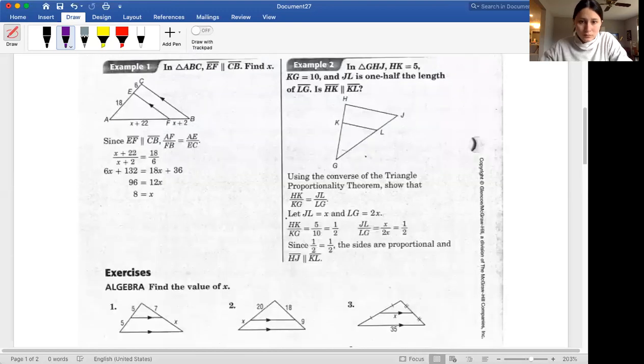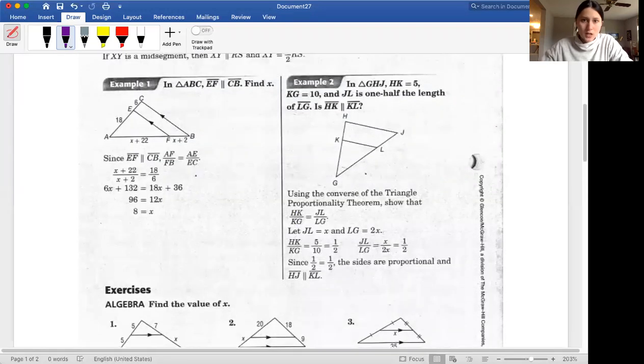So let's look at some examples here. First of all, let's just take a look at example 1. A few things I want to talk to you about. It's really easy to want to set up our proportions where it's not the parts divided by the parallel lines, it's the parts that are the same in between the parallel lines. So I just want to make sure that we're looking at AF over FB and AE over EC, or vice versa.